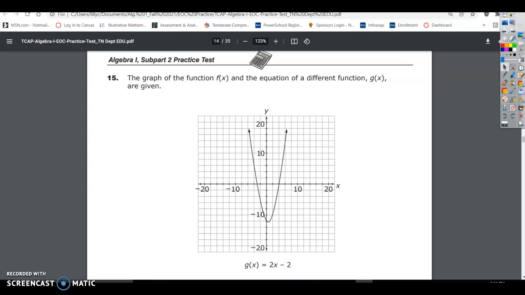Algebra 1 EOC practice test number 15. The graph of the function f of x and the equation of a different function g of x are given.